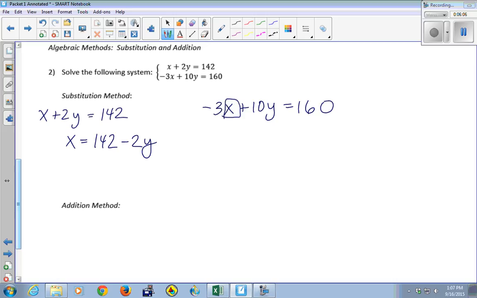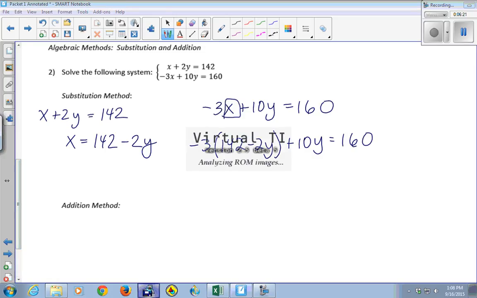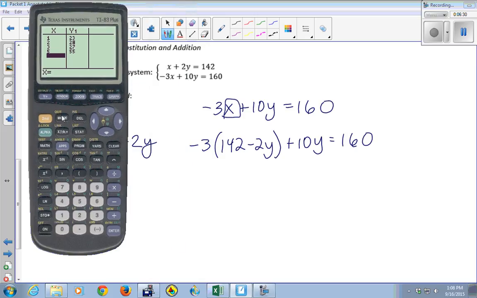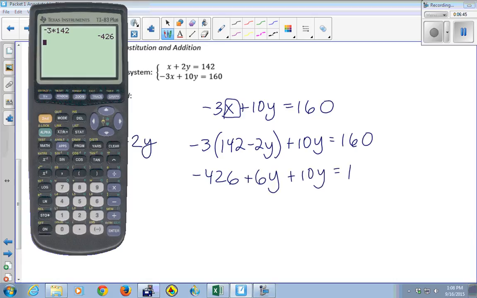They're the same. So instead of negative 3 times x, I'm going to do negative 3 times 142 minus 2y plus 10y equals 160. And from here I solve. Okay, so I'll just distribute my negative 3. All right, negative 3 times 142 is negative 426 plus 6y plus 10y equals 160. All right, I'm going to add 426 to both sides.